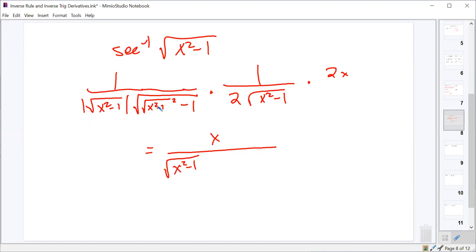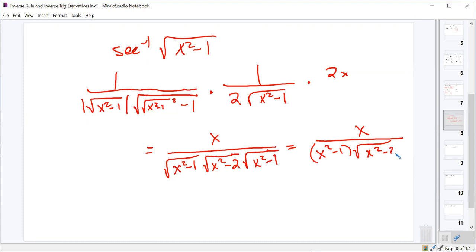And then over here, root x squared minus 1 squared is just x squared minus 1, minus another 1 gives us an x squared minus 2. And then over here, we've got the 2's canceled. We still got a root x squared minus 1. And we can then just turn that x squared minus 1 that's in the denominator into just an x squared minus 1. How we feel about that, okay?